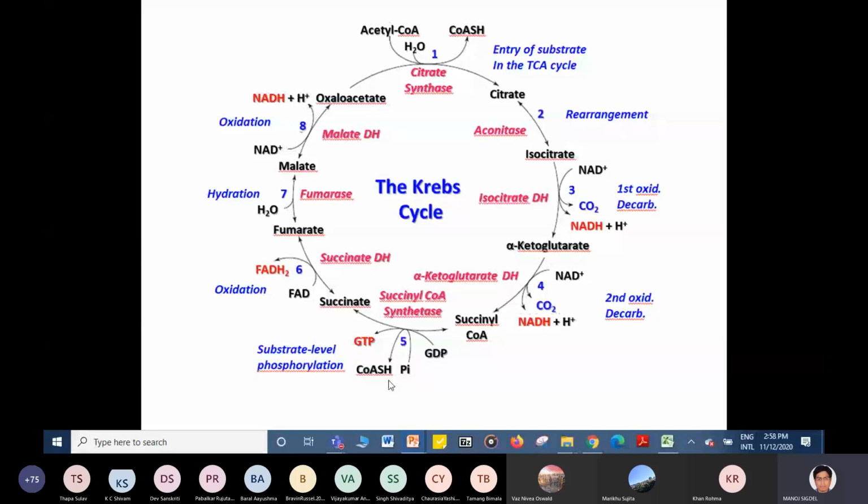How many ATPs will be produced in 1 TCA cycle? 1 TCA cycle contributes to how many ATPs? 12. Because 3 NADH, that means 3 threes are 9, plus 1 FADH2, 9 plus 2 is 11, plus 1 directly, that is 12. Okay, this is about the TCA cycle.